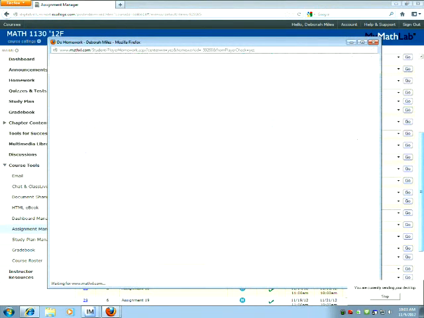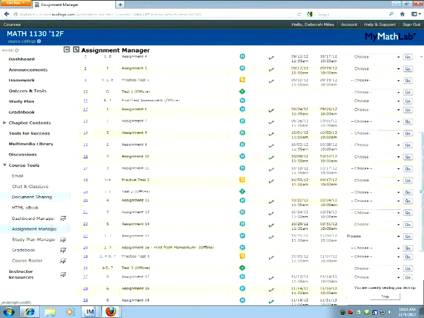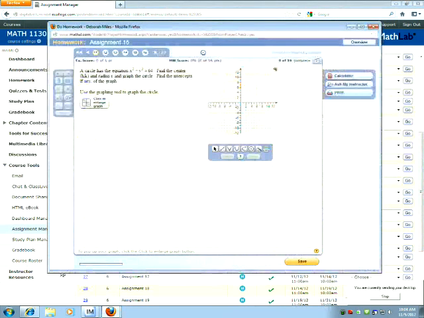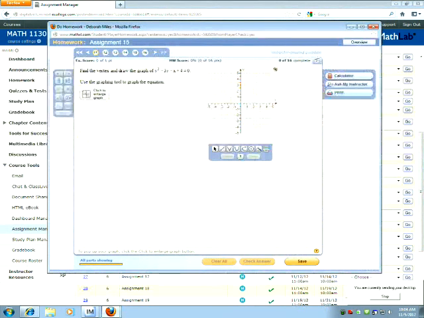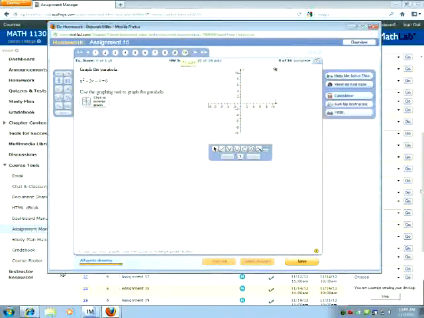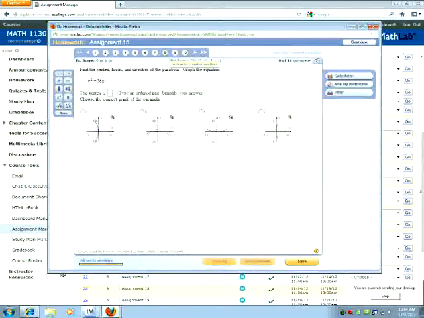All right, I didn't hear any complaints about the circles, but the parabolas are what I got a few questions about. One problem, I think it was number 10. No, that's number 10. Number 8 asked a question about focus and directrix.